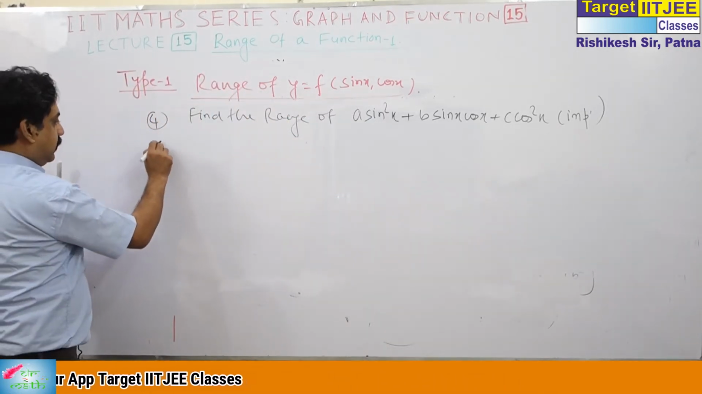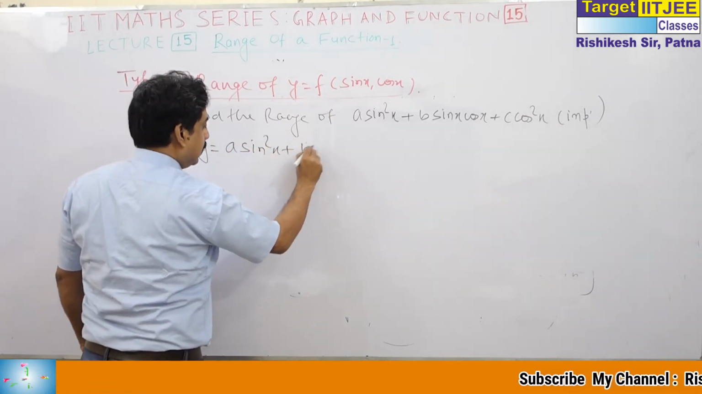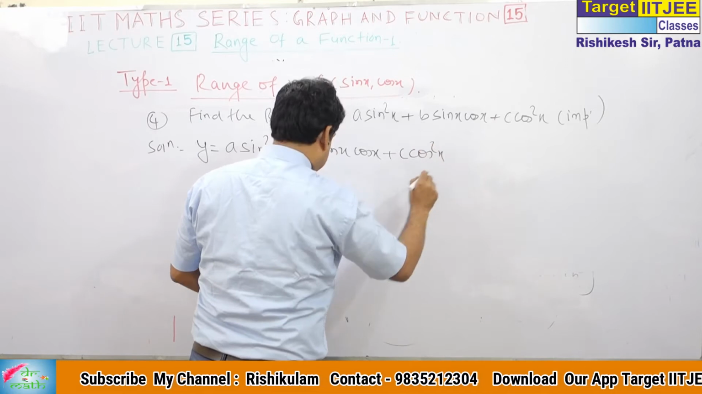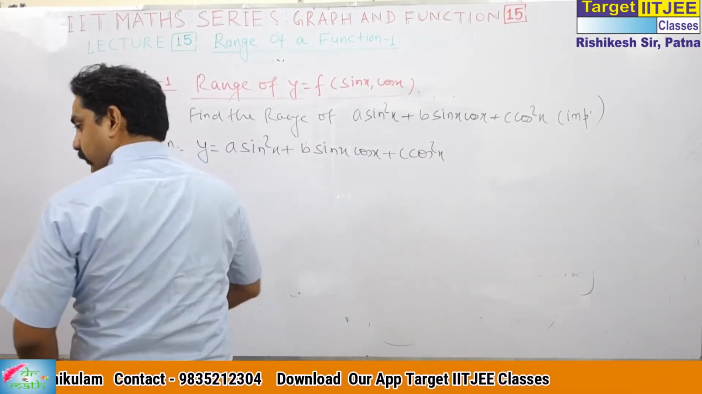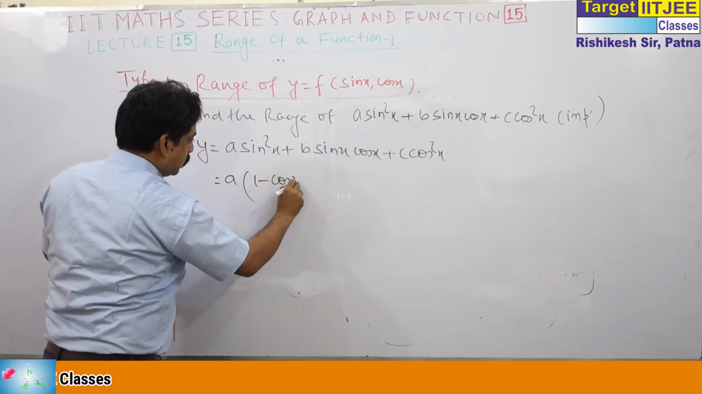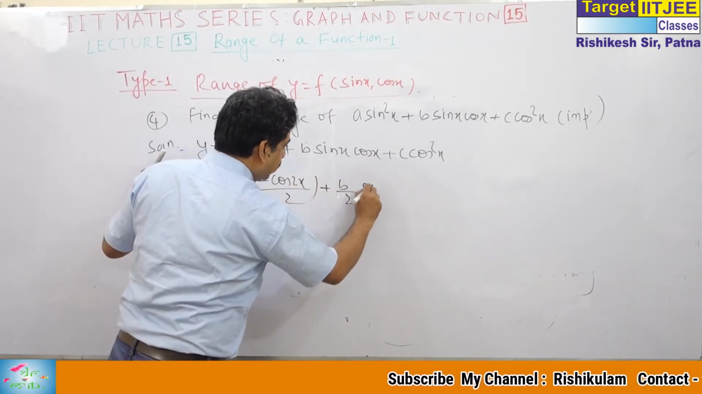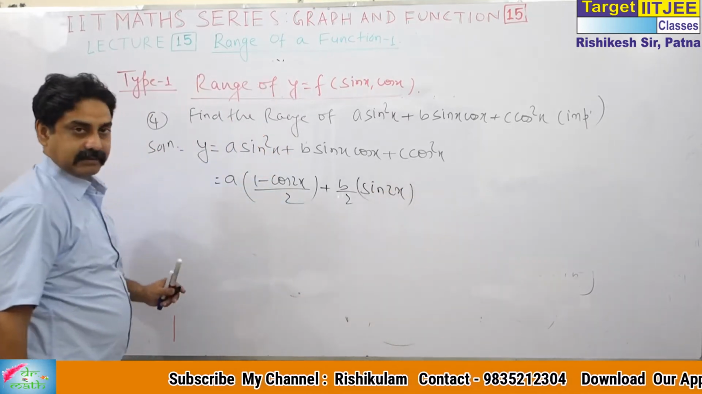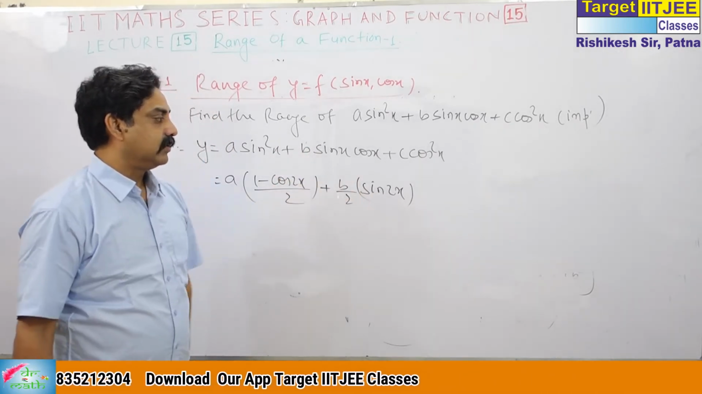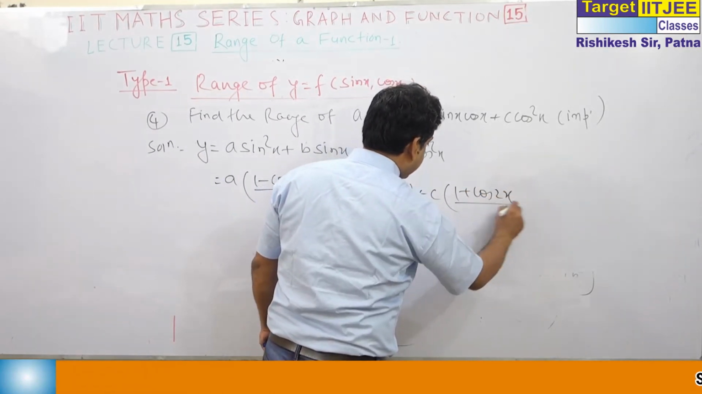See, suppose this is y. We have to simplify A sin square x, B sin x cos x, and C cos square x. We have to simplify the expression. Sin square theta is 1 minus cos 2 theta by 2. This I can write now directly as sin 2x. I have done it twice in this lecture. Multiplying numerator and denominator by 2, 2 sin x into cos x is sin 2x. And cos square theta is 1 plus cos 2 theta by 2.